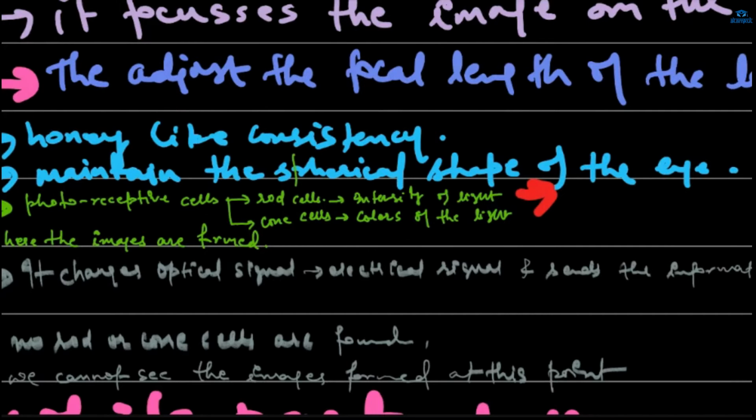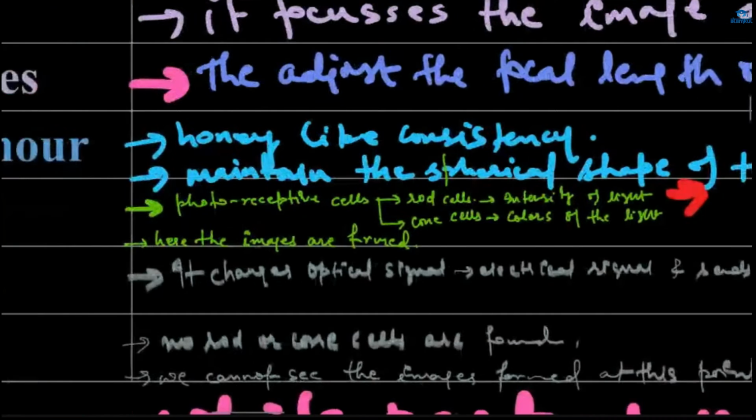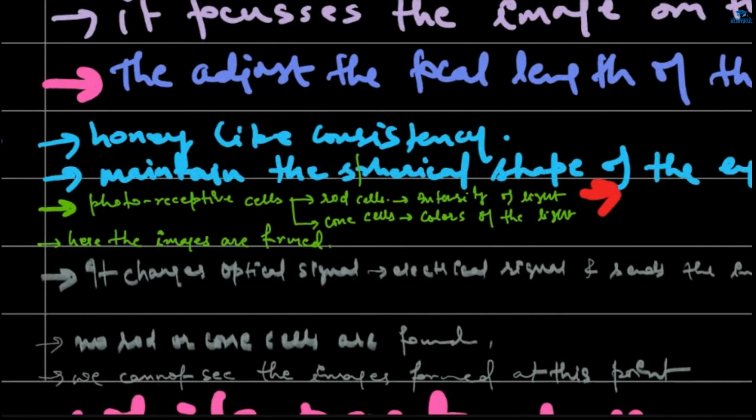Because of cone cells, we can see the different types of colors around us. And because of rod cells, we can also see things in dim light, in candle light, in tube light. It's not important that there should be only sunlight so that we can see. We can see in any light, in dim light also. So rod cells are responsible for that.